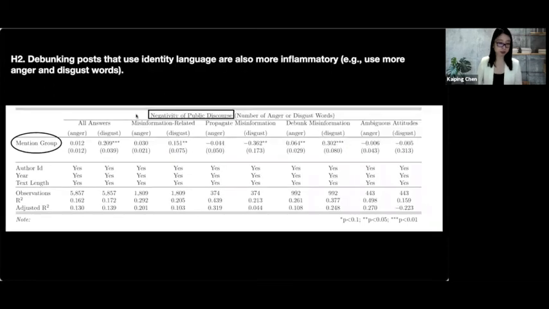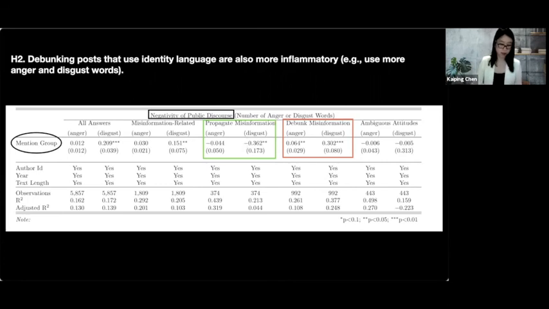And finally, we look into the consequence of using identity language on the quality of participation. So here, our independent variable again is whether a post mentions a group or not. And the dependent variable is how much negative language, in terms of anger or disgust, is used in a post. We found that, unexpectedly, posts debunking misinformation actually use more inflammatory language when they use group identity language. And posts that propagate misinformation actually use less negative language.